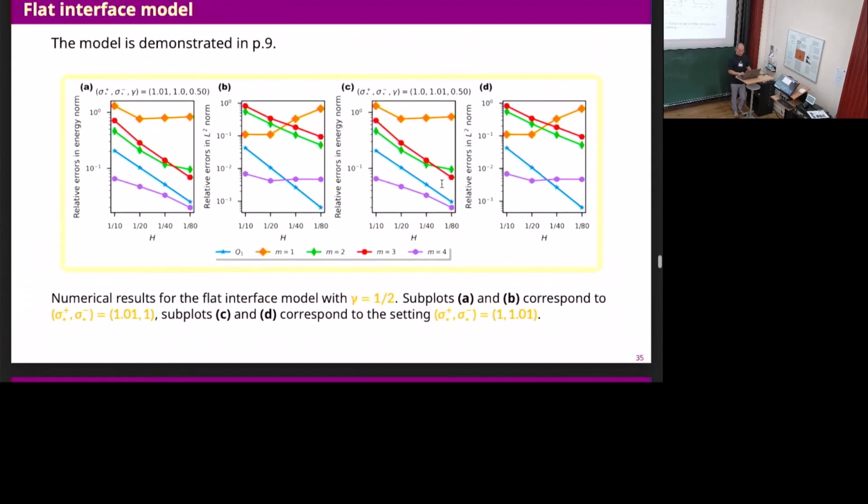And then in the next two figures, we show the case when sigma is 1 in omega plus, and sigma is equal to -1.01 in omega minus, and the result is similar.